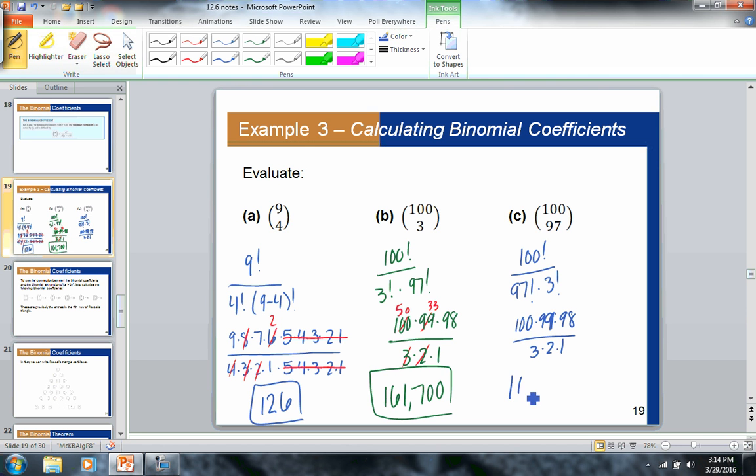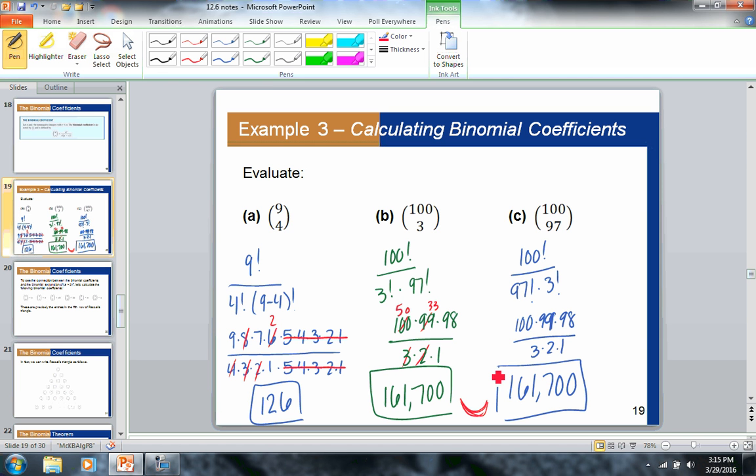So again, I'm going to get 161,700. Now these are going to be the same because these are in the same row of Pascal's triangle. It's just a number that's in the third spot and a number that's in the 97th spot. So they're at opposite ends of that same row in Pascal's triangle. So that is all due to Pascal's triangle. That's why these values end up being the same.